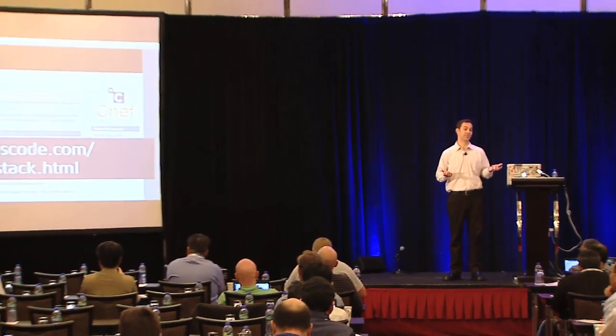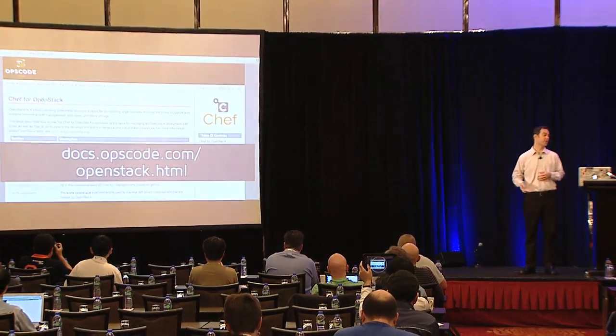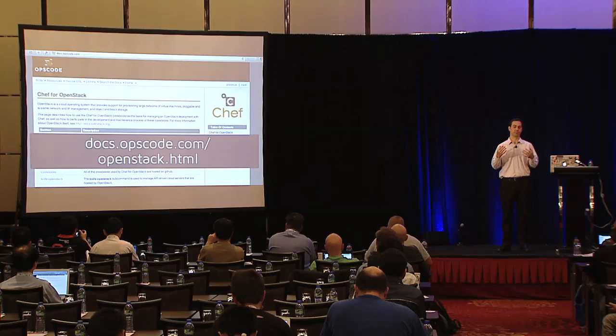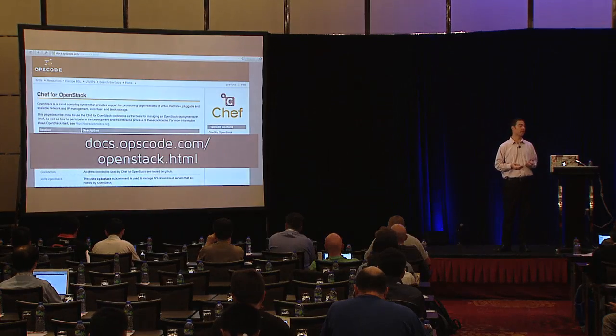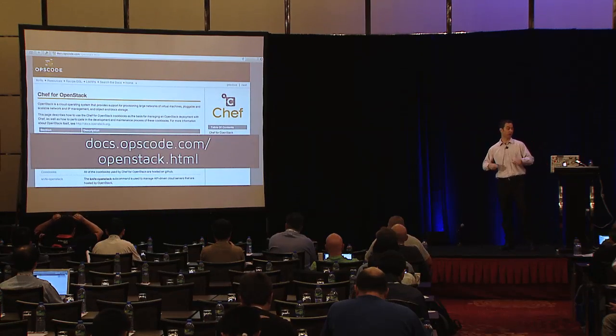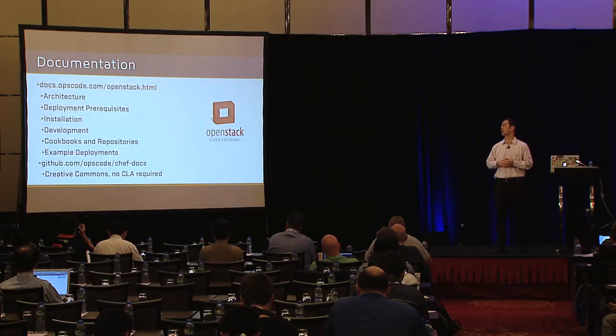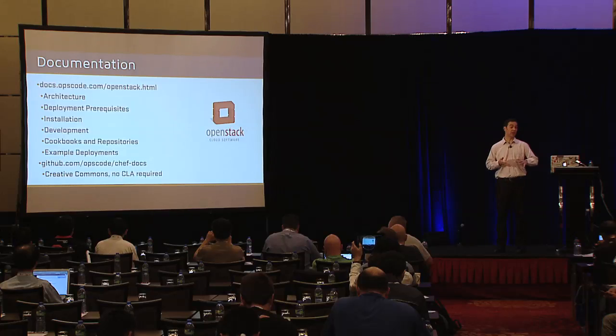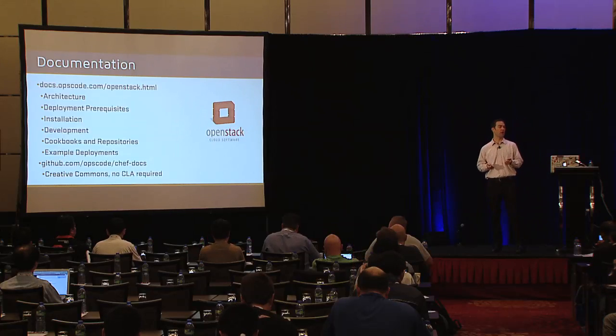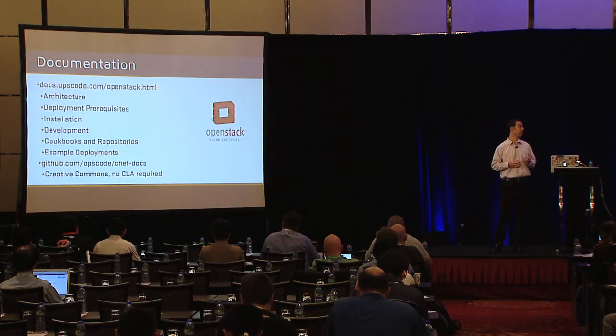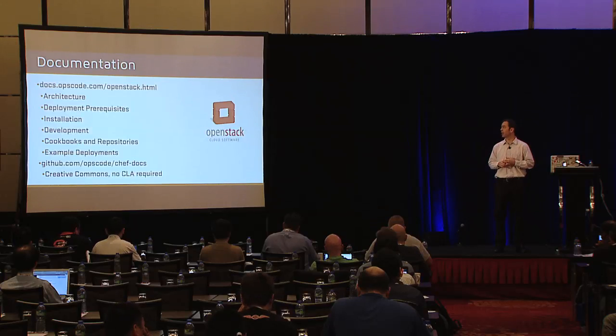docs.opscode.com/openstack.html. This is official OpsCode documentation, Creative Commons licensed. It's on GitHub. No CLA required to contribute. These get generated fairly frequently. What is there? Example architectures, deployment prerequisites, installation docs, how to use these as a developer, and how to contribute. There is documentation in the readmes, but readmes are not a great way to document something large and complex across multiple repositories. So this is over here. You're welcome to contribute. We love additional examples.